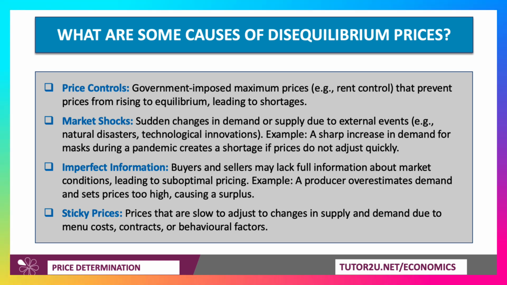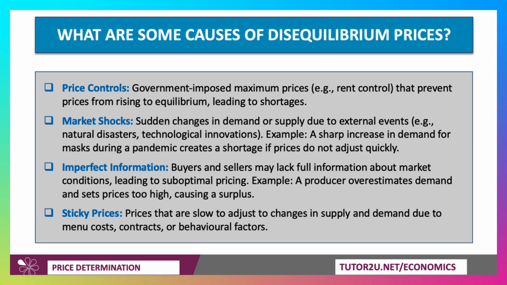These are unexpected, sudden changes in either demand and or supply, often due to external events. The impacts of climate cannot be denied anymore, and natural disasters affect the markets for many agricultural and farm goods. Technological innovations can cause shocks. And of course, health crises. So a sharp increase in demand for masks during the pandemic creates a shortage if prices did not adjust quickly, and they didn't. What tended to happen, of course, was that supply responded over time.